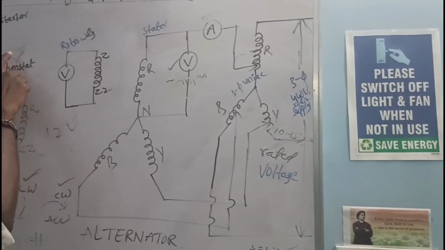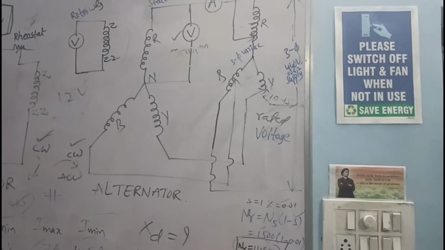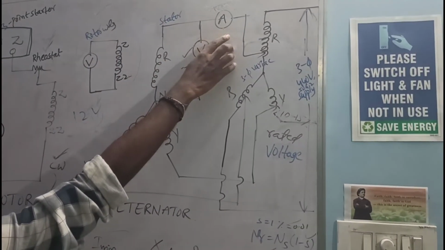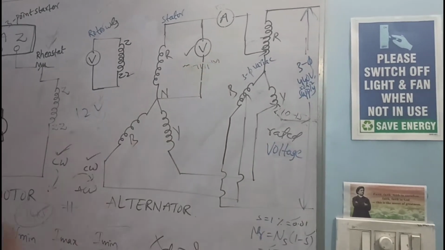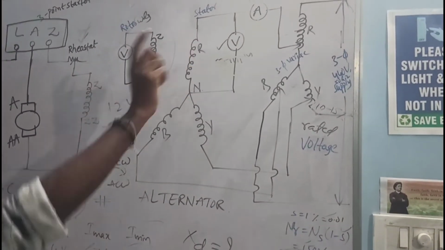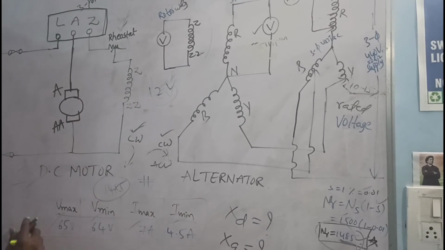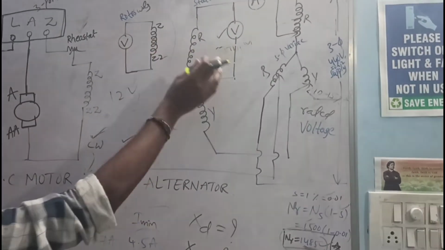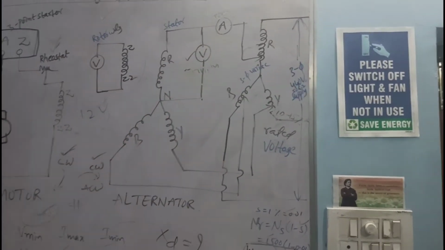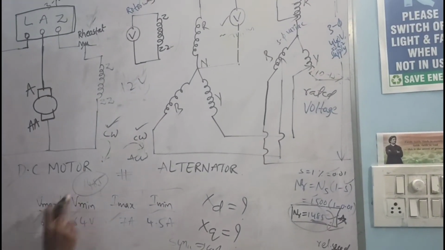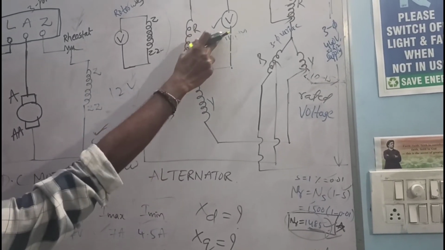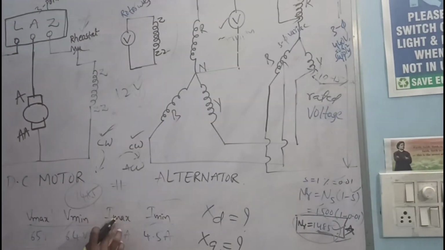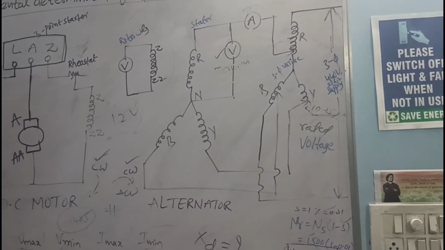So by using this rheostat, you have to set 1485 RPM. Here you get the oscillations, and from these oscillations you have to note down the minimum and maximum values. In this table, the maximum value from the voltmeter is approximately 65 volts, and the minimum value is 64 volts. Similarly, note the maximum and minimum values from the ammeter. So these are the values.